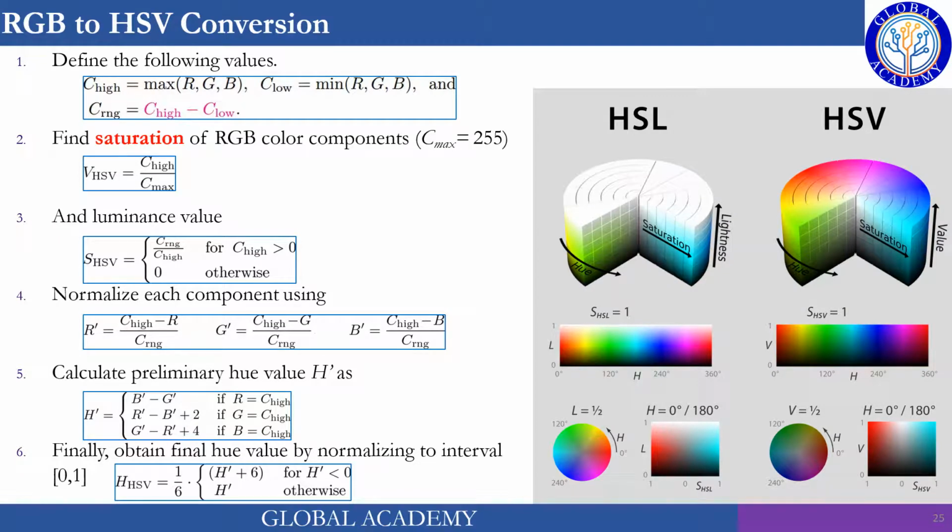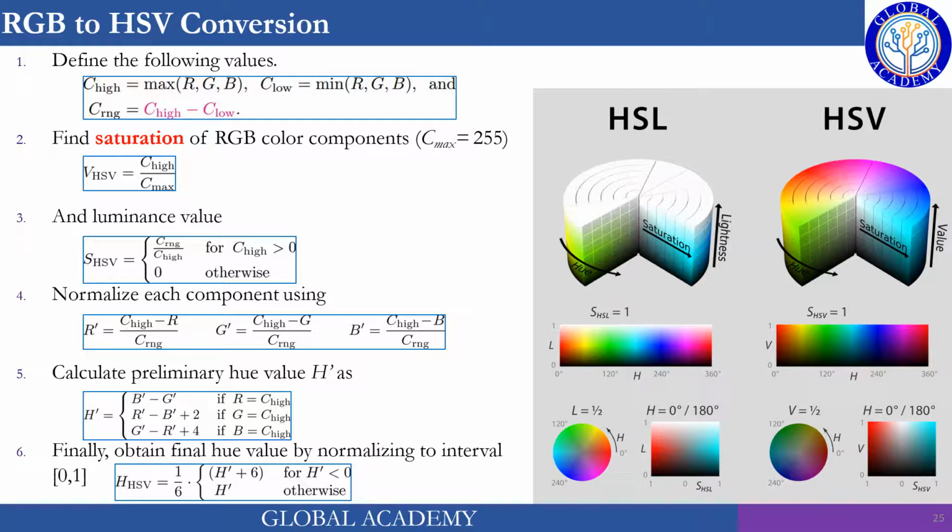Here's how we convert RGB to HSV. Once again, as I said earlier, I'm not interested in all this mathematics, though it's not difficult. You can compute C high by computing the max of RGB, and then C low by computing the min of RGB, and then their difference is C. Their ratio is the value V component of HSV, and then you can compute the luminance value using this one.